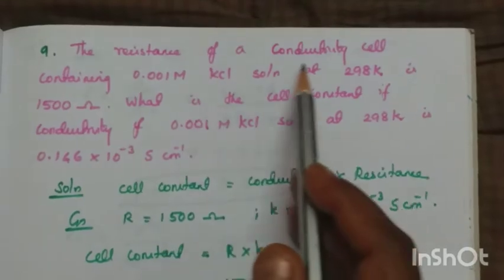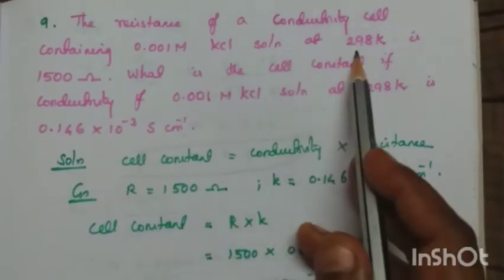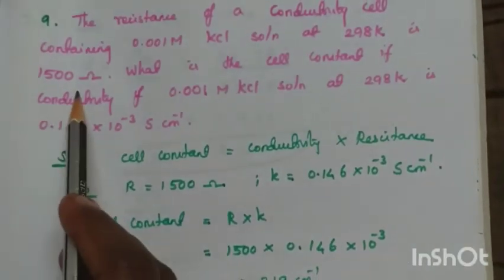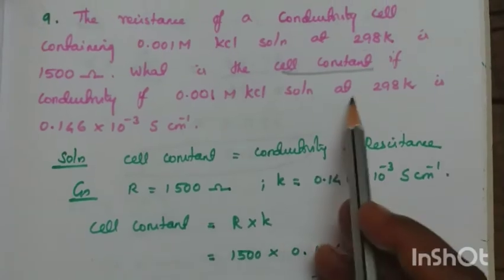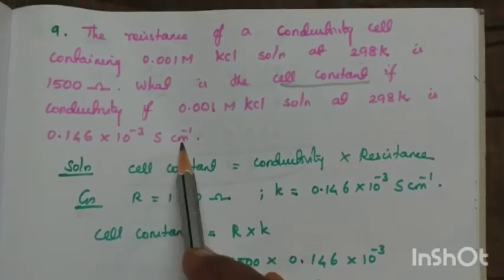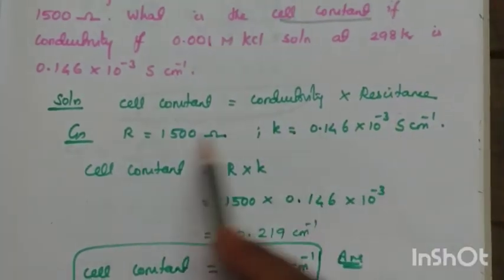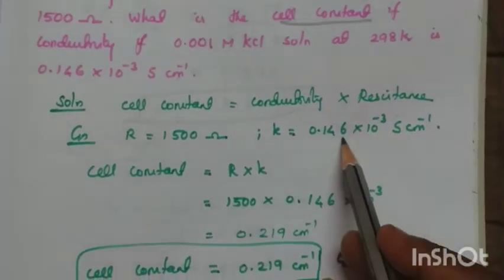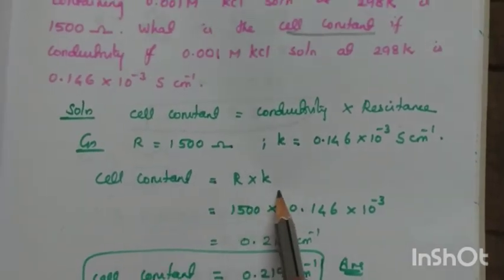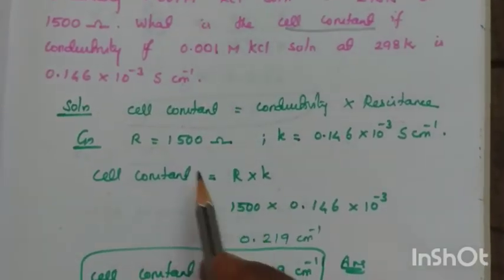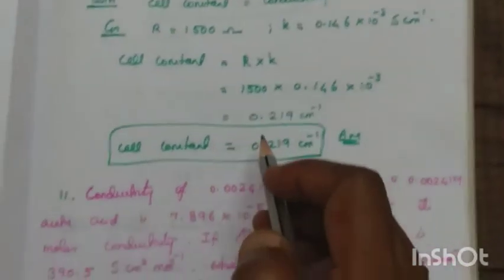Now 9th problem. The resistance of the conductivity cell containing 0.001 molar KCl solution at 298 Kelvin is 500 ohm. What is the cell constant? If the conductivity of this solution at 298 Kelvin is this. So first, the cell constant formula is nothing but conductivity into resistance. R, resistance, is given and K, conductivity, is also given. So directly we can multiply this. Cell constant is equal to R into K. R and this is K. Directly multiply this, we are able to get the cell constant.